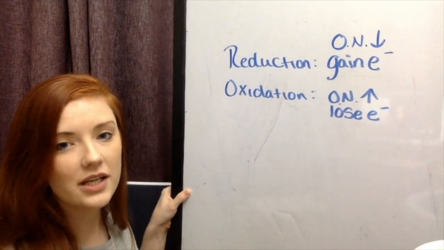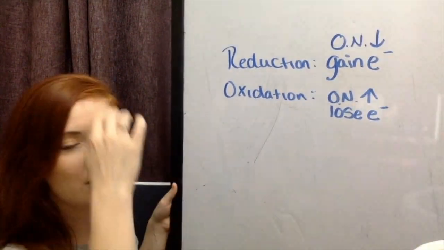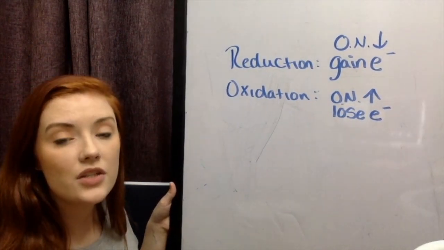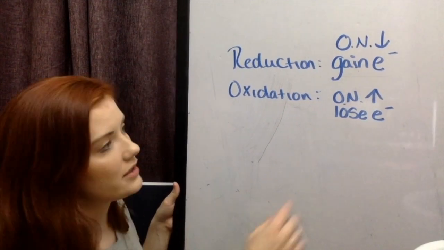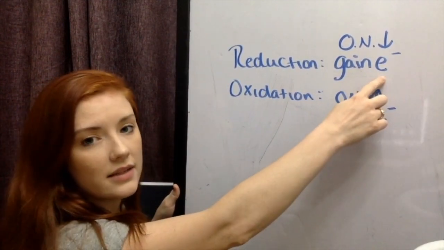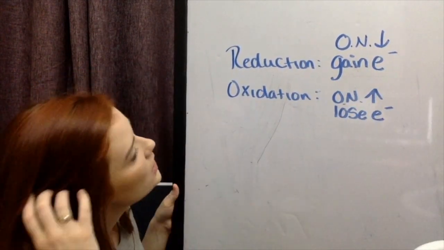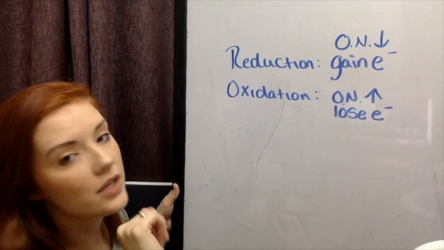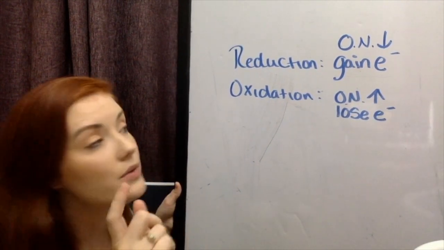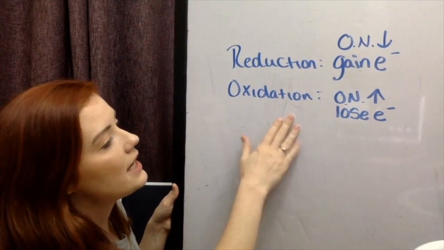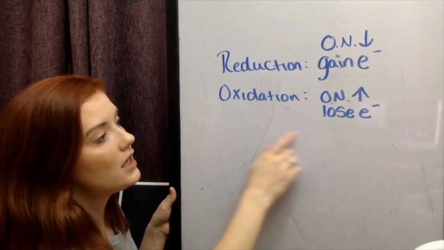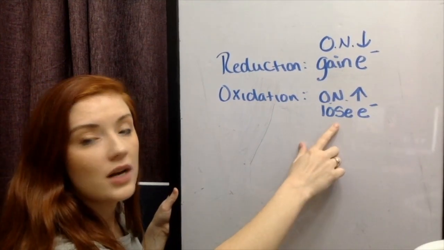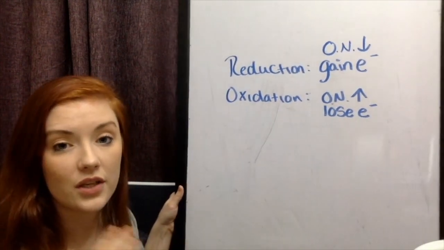I have a little cheat sheet up here for you as we go through these problems, so take a look at it. We have reduction, which means we're gaining electrons. This is how you write electrons in shorthand: an e with a negative next to it. So we're gaining electrons, which actually means our oxidation number is going to go down. And with oxidation, remember reduction and oxidation have to happen simultaneously, that means we're going to lose electrons, and so our oxidation number is actually going to go up.